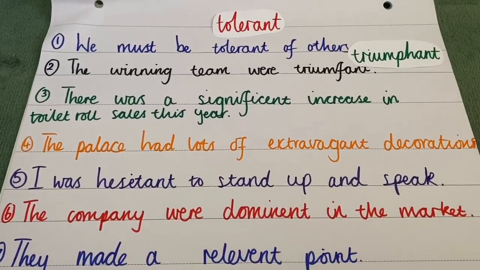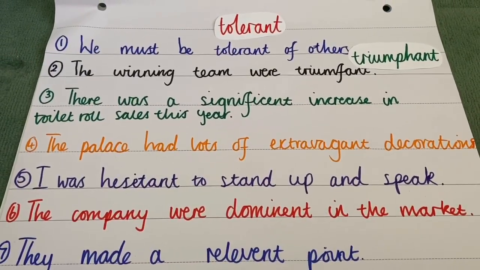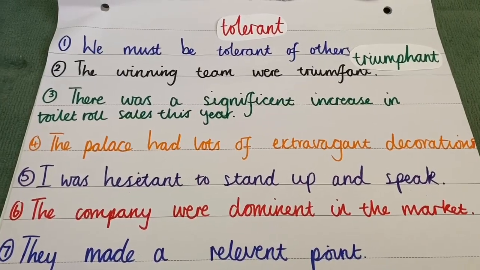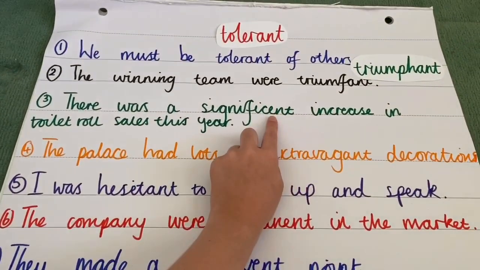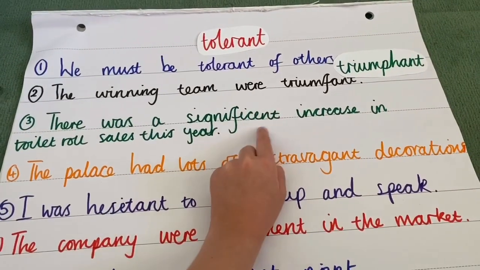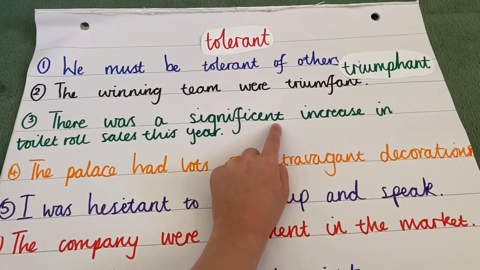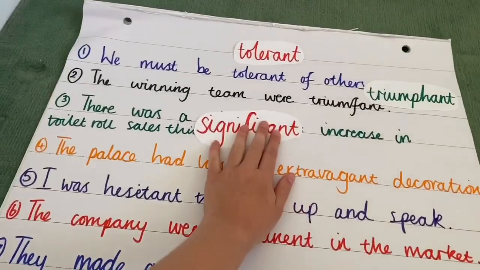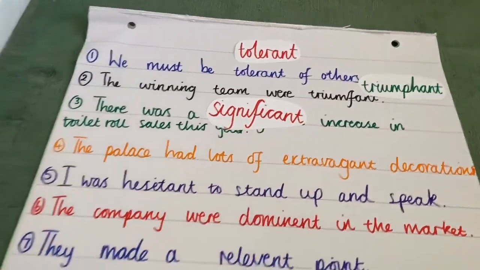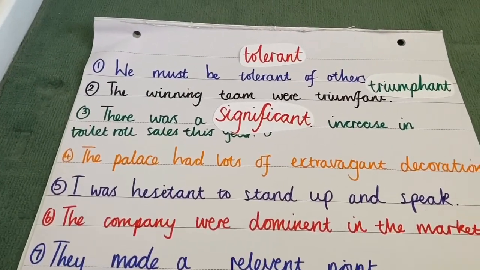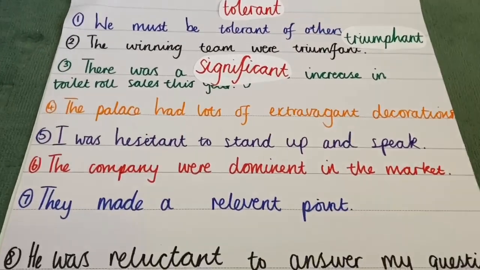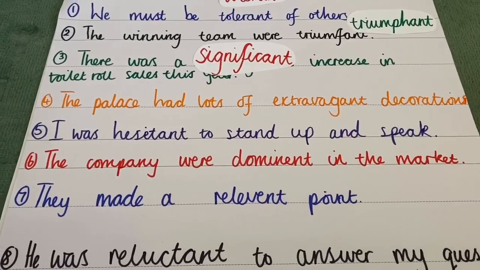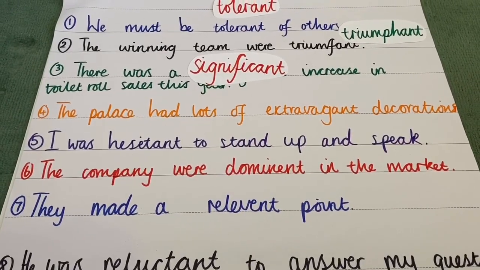So the third one was, there was a significant increase in toilet roll sales this year. Oh, Year 5, I've realised what I've done wrong now. I can see that it's not ending in the correct ending. I've put ENT instead of ANT. Oh, silly me. There we go, significant. I think it's because it sounds like it should end in ENT. But we did talk about this earlier, so I should have known, really. Oh, silly me.